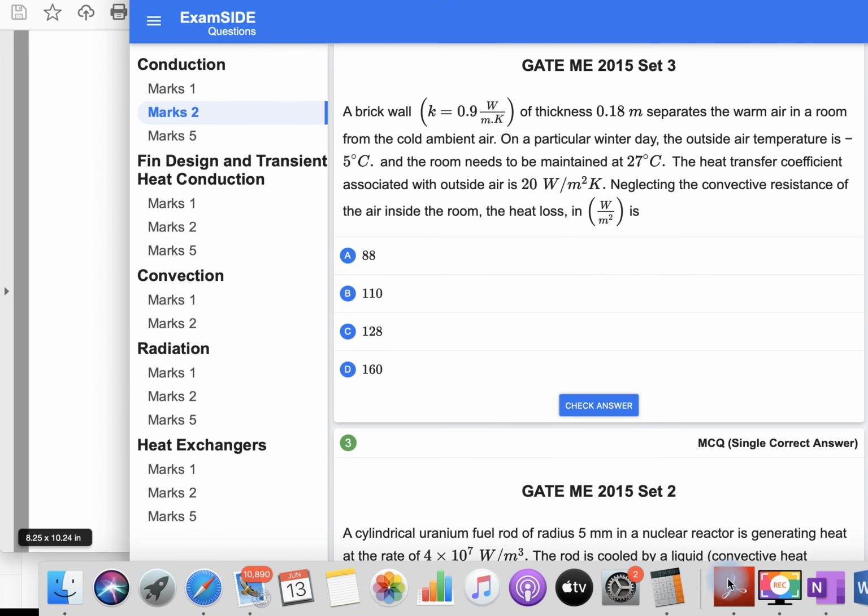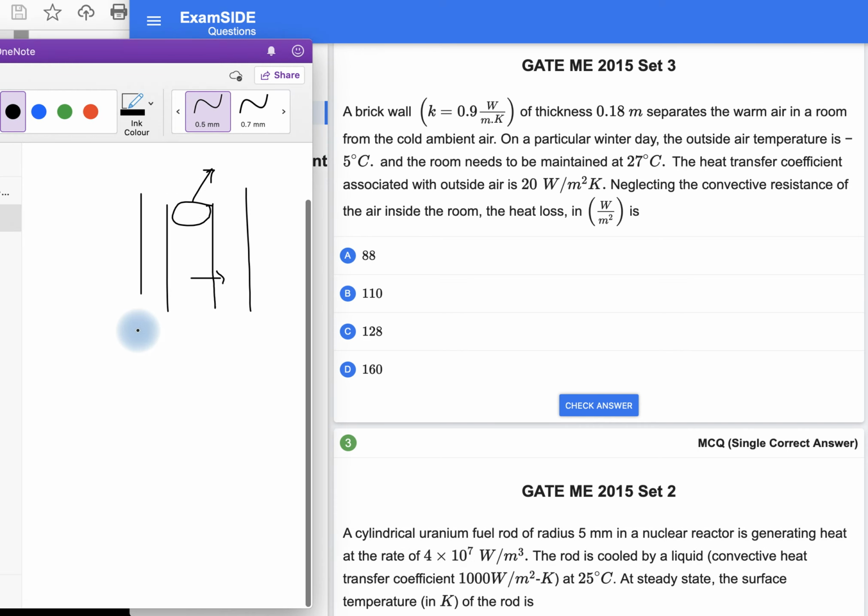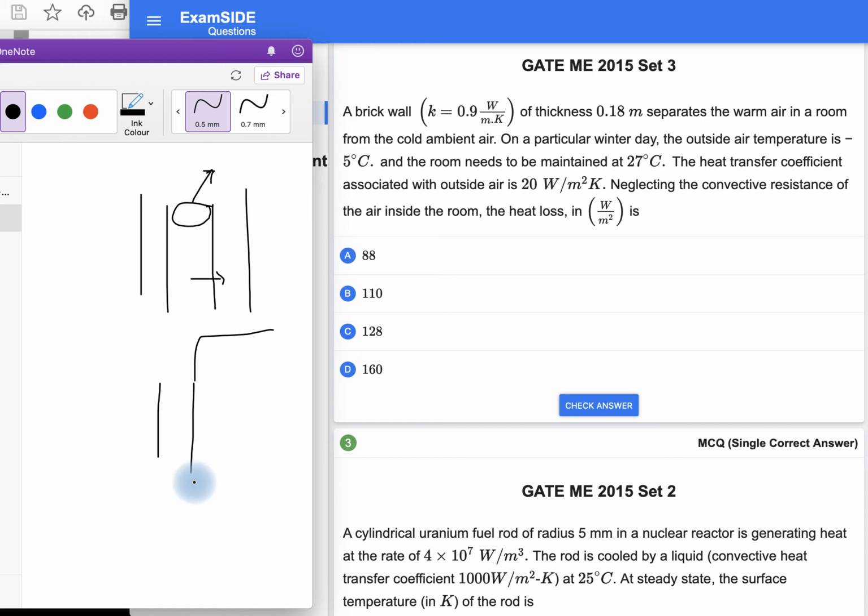So you have to draw the graph. So this is your brick, and this is your house inside. It is winter season, so it is hot inside. Now you have been given H naught, the heat transfer coefficient for the outside air is 20, and for the brick you have been given conductivity, and inside we have to neglect, Hi is 0.